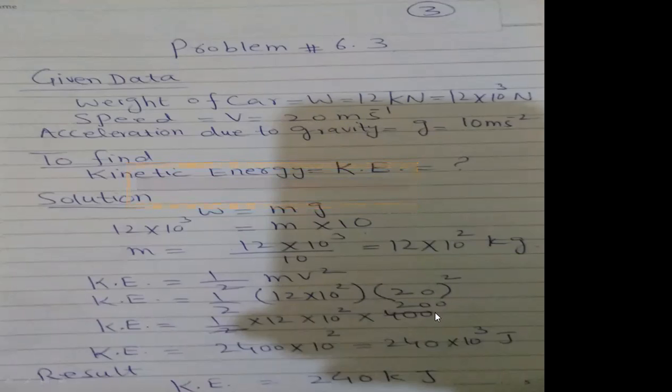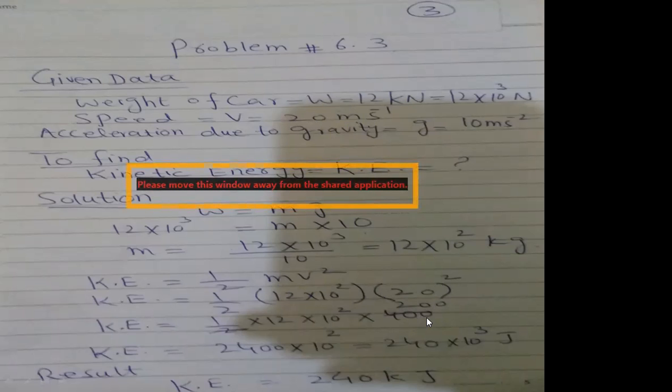20 whole square is 400. 20 raised to the power 2 means 20 multiplied by 20, and 20 multiplied by 20 is 400. If you cancel this 2 with the 400, the 2 goes to 4 and 200 will come. So 12 multiplied by 200 is 2400 into 10 to the power 2.